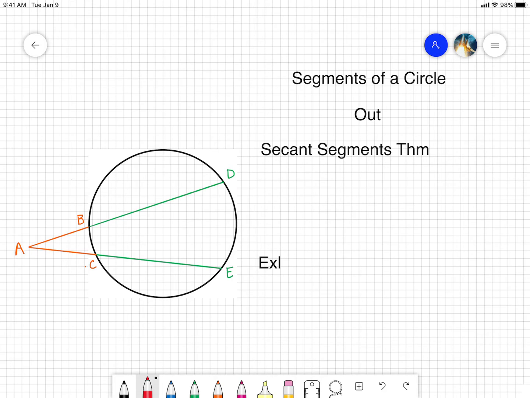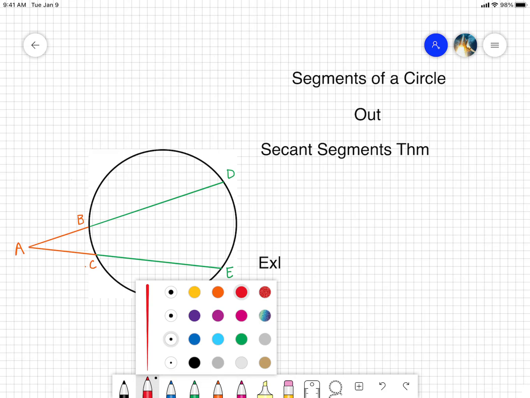All right, so now what we're going to look at is segments of a circle. We're still looking at segments, but we're just going to look at what happens when they're outside of a circle. Okay? When they're outside of a circle. So in order to do this, what I'm actually going to do this time is a very similar trick. Okay?